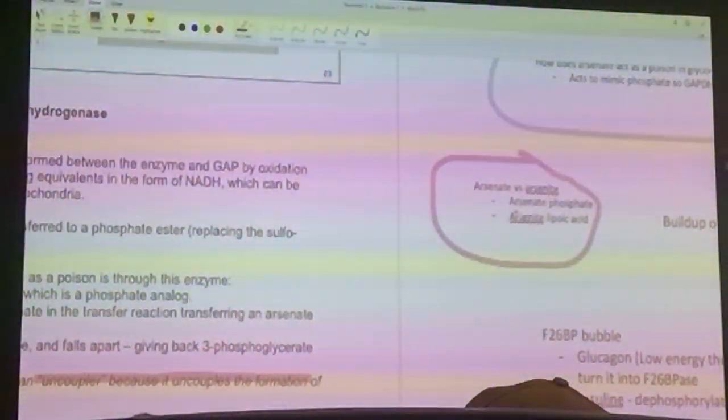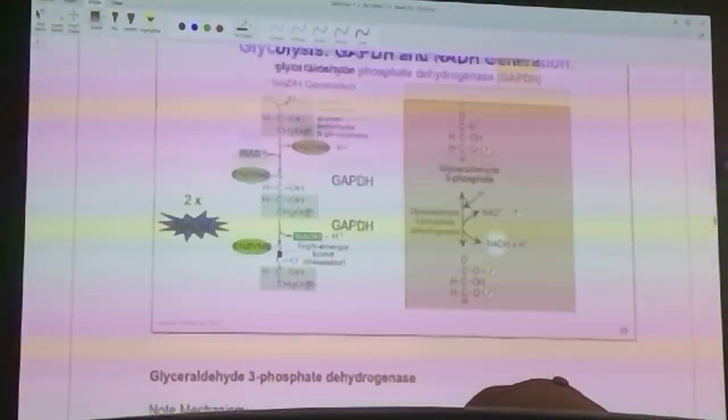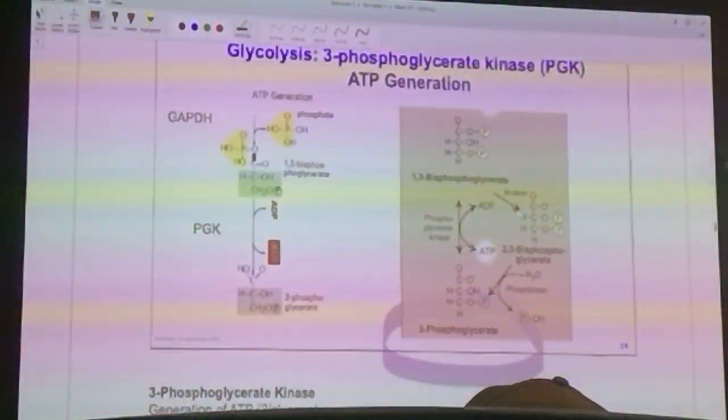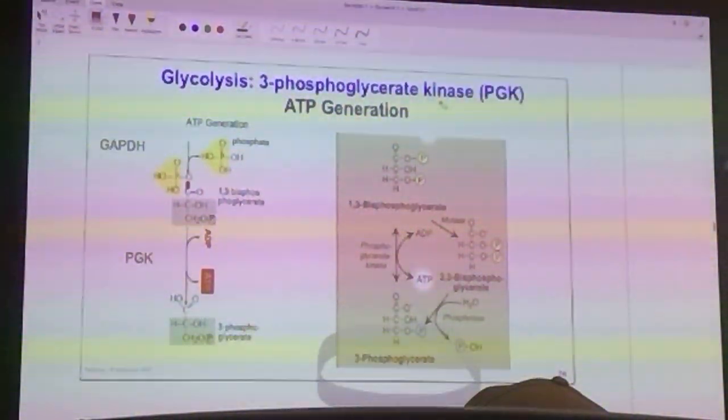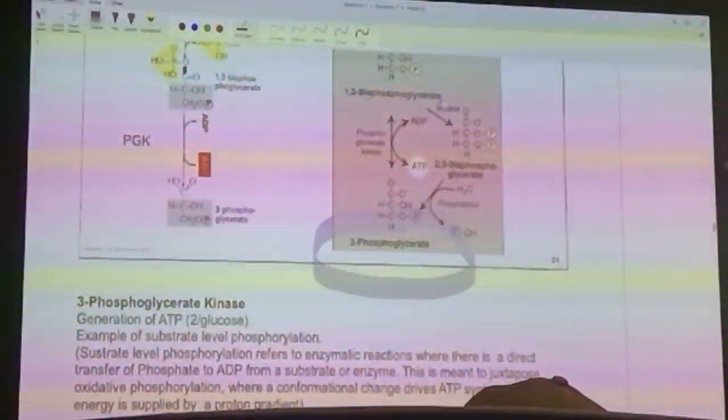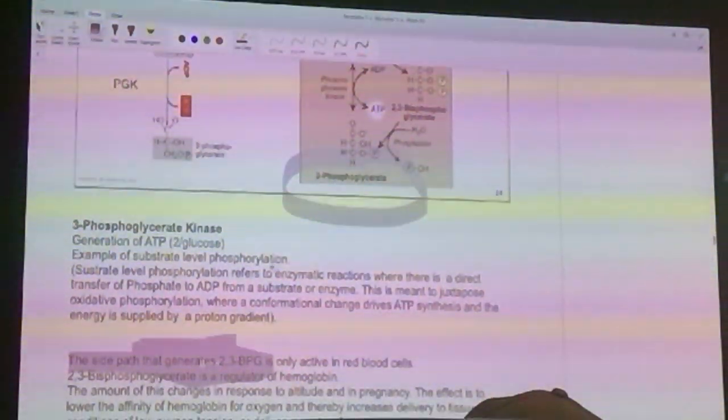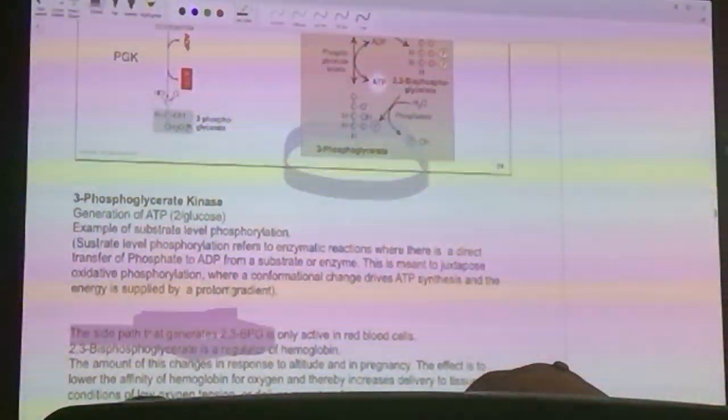Mimics a phosphate, mimics. Okay, and just know that this step, 3-phosphoglycerate kinase, makes ATP. And it also creates 2,3-DPG.